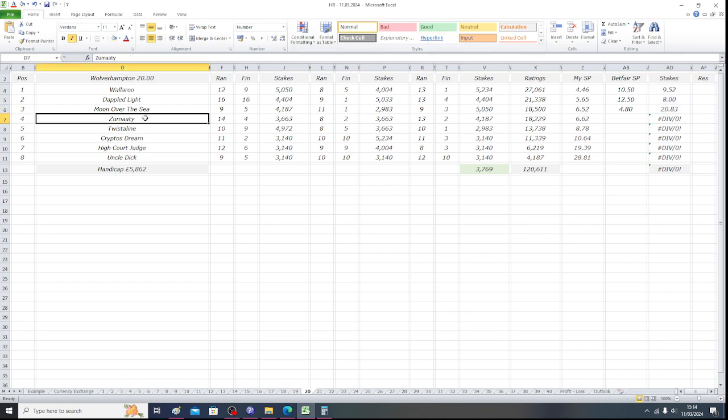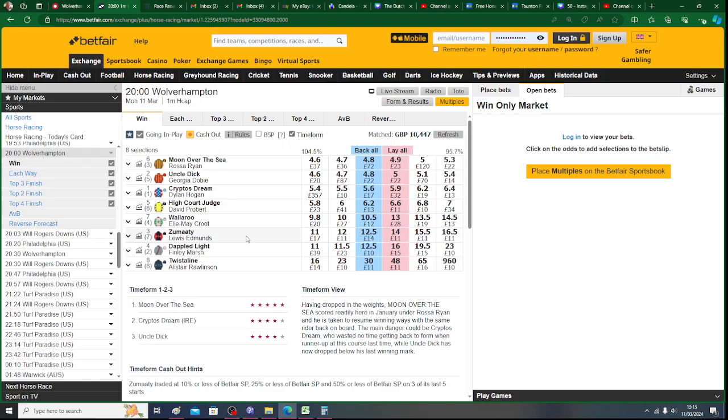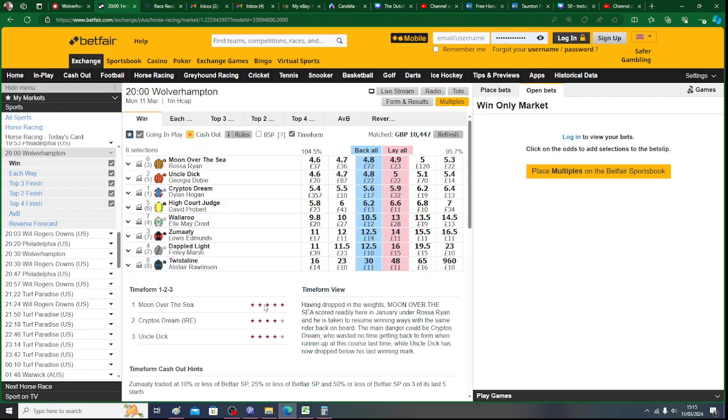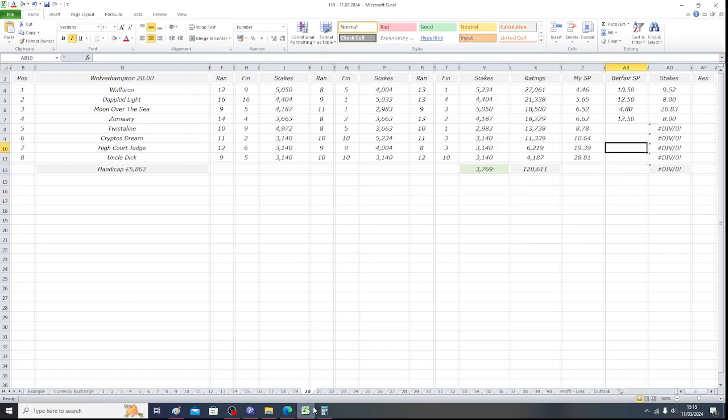Our fourth selection is Zumati. Zumati is 12.5. And 12.5 there would be a stake of £8 that would return you £100. And we've got £3.64 left. And Twist the Line is the outsider at 30. And 30 there needs a stake of £3.33 to win one or return £100. And we have 31 pence left.